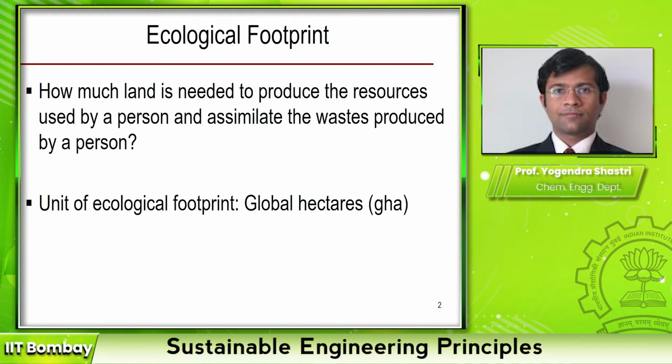To recap, ecological footprint tells you the amount of land needed to produce the resources used by a person and to assimilate the waste produced by a person, and the unit in which ecological footprint is reported is global hectares. Now, as the previous module emphasized, the way to calculate ecological footprint is to collate together various resources that we are using on a day-to-day basis and convert those into the area required.